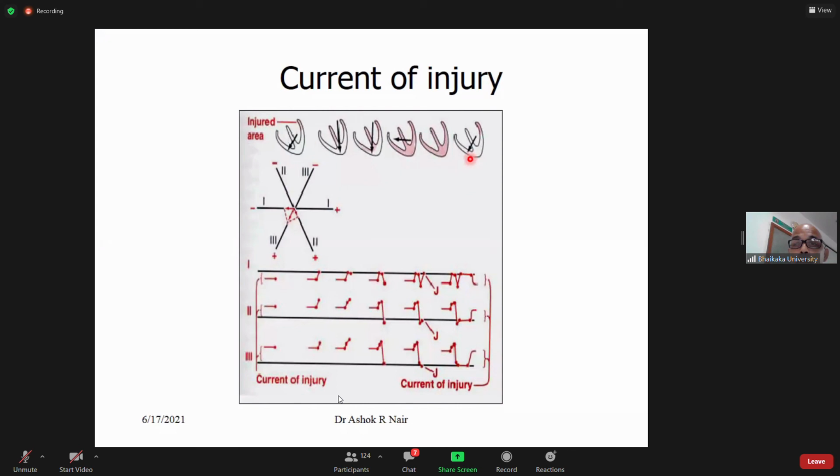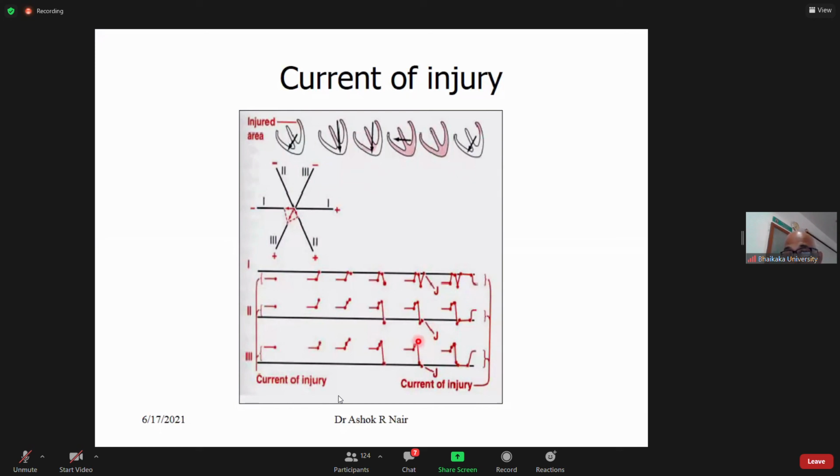Now, if you want to see the change in current of injury, where it is occurring, you can also find these vectors if you put it in this graph, like we found the electrical axis. You can find the location of that current of injury. You plot those in this. See, these are the vectors, the deflections which have occurred.